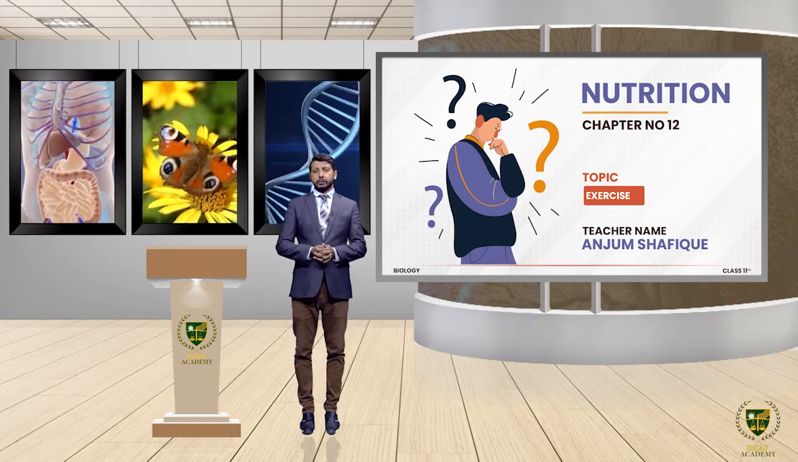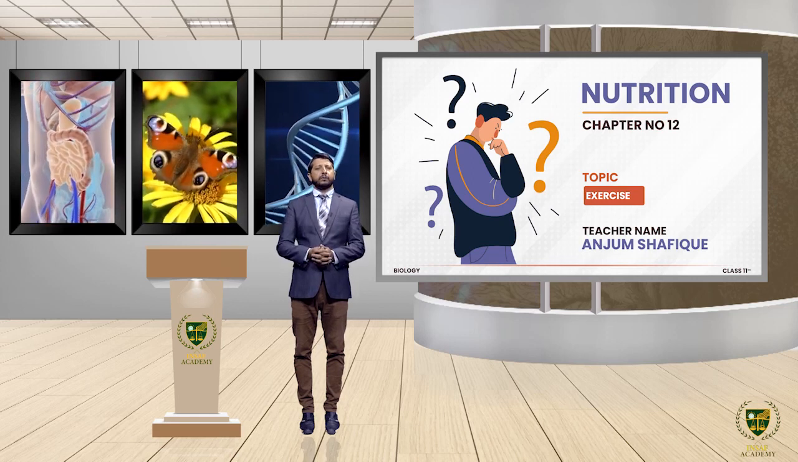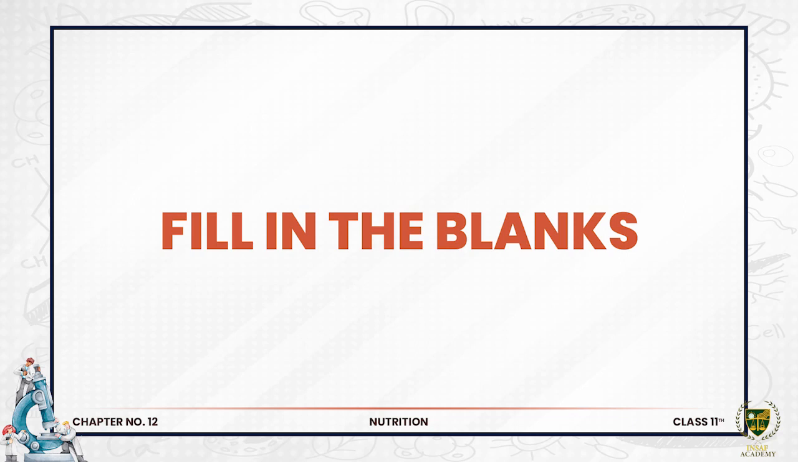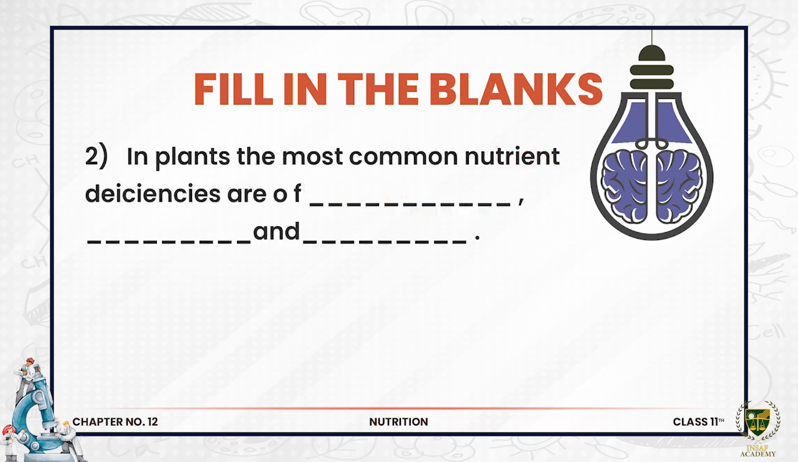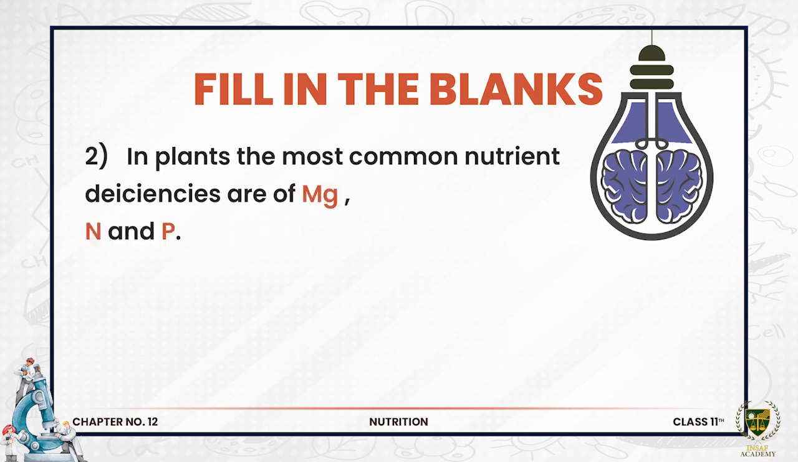And today I am going to discuss the exercise of chapter number 12. So let's start. So dear students, exercise question number 1, fill in the blanks. The first blank is, plants absorb minerals in their ionic form as found in the soil water. Clear? And blank number 2, in plants, the most common nutrient deficiencies are of magnesium, nitrogen, and phosphorus.